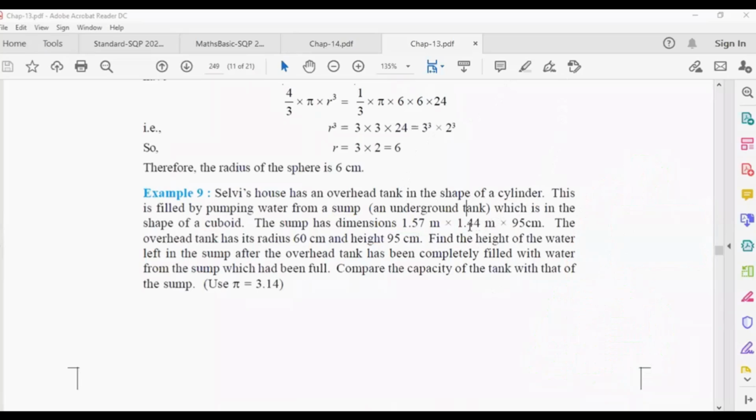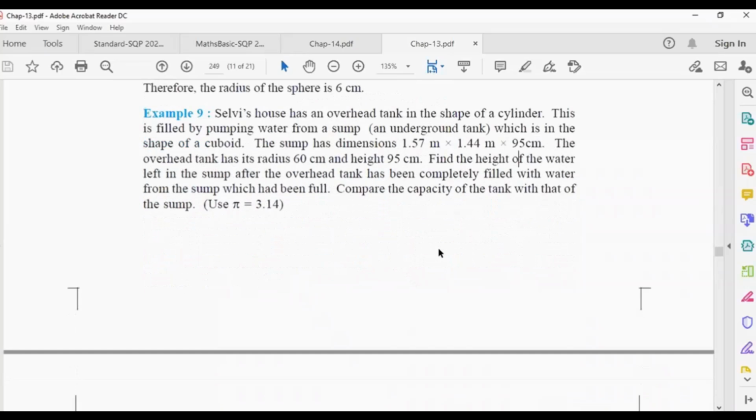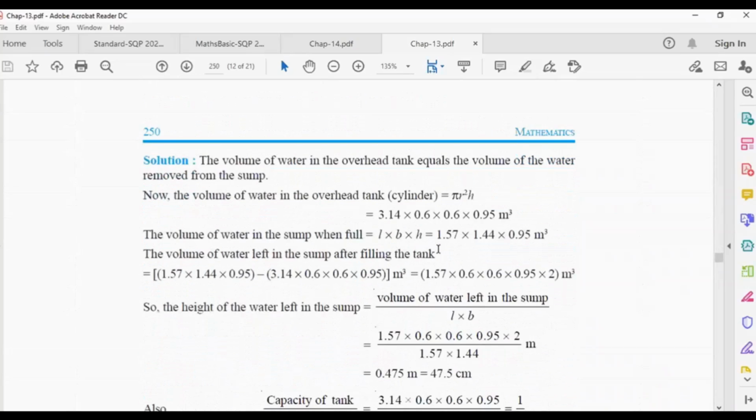Okay. Usually it is given in the order length into breadth into height. Okay, so 1.57 should be length, then breadth, then height. Okay, here centimeter, you want to take all the measures in the same unit. So you can either make everything in centimeter or in meter. So we can discuss as it is taken in the textbook.